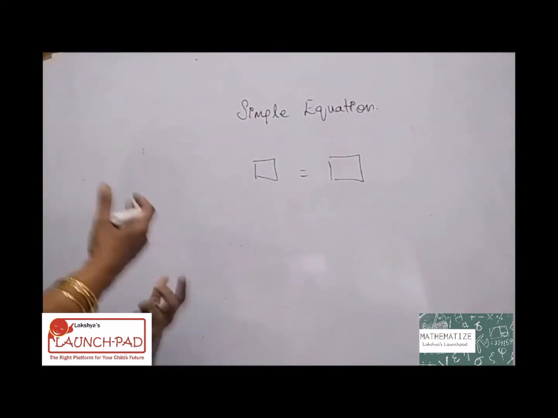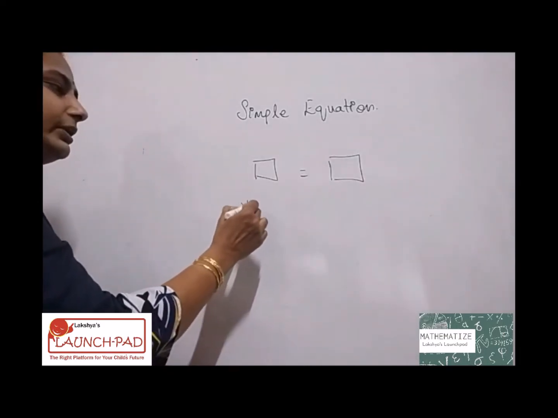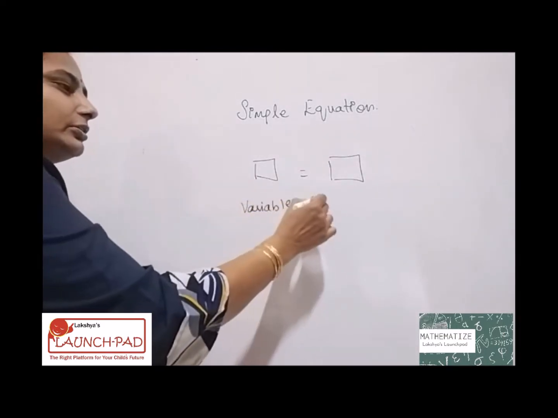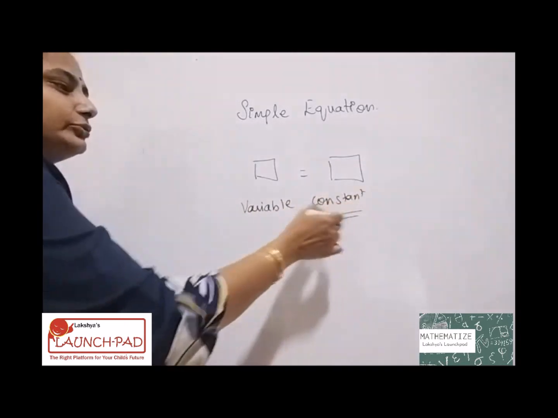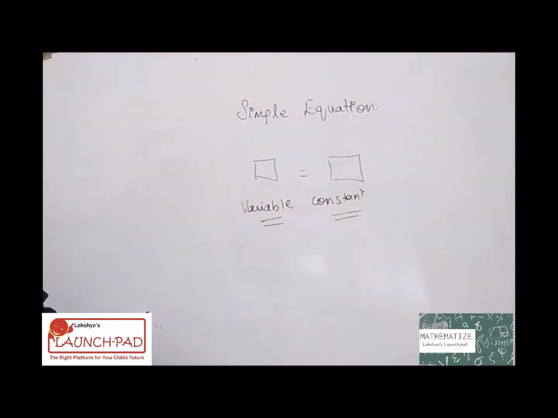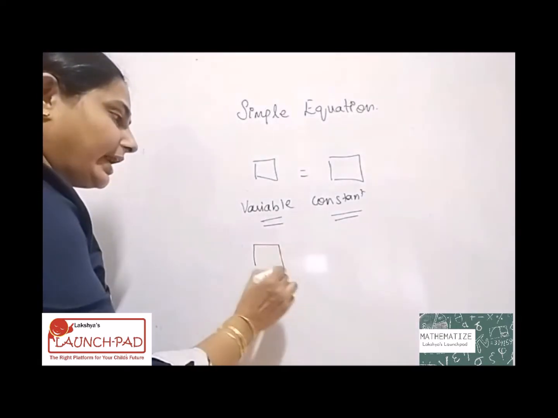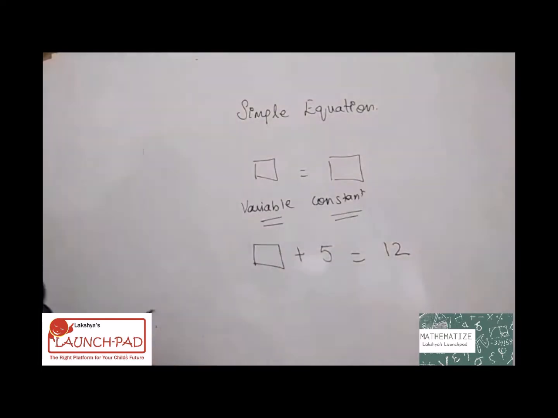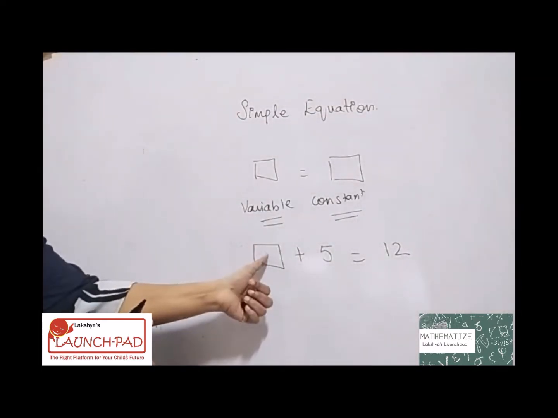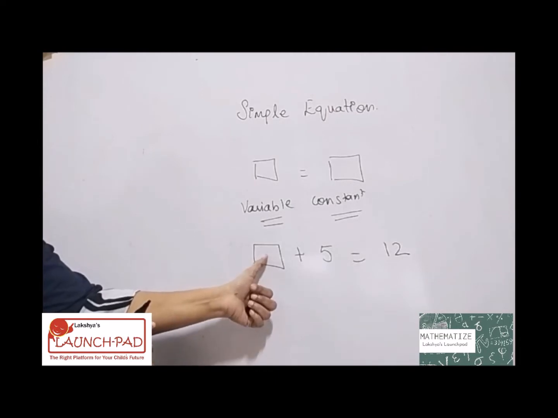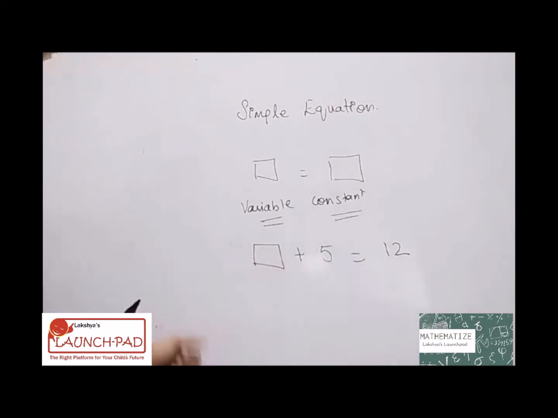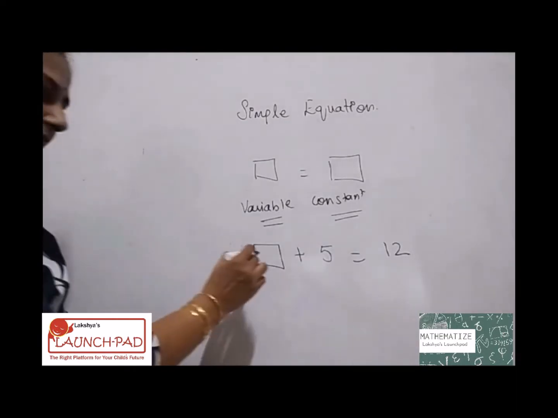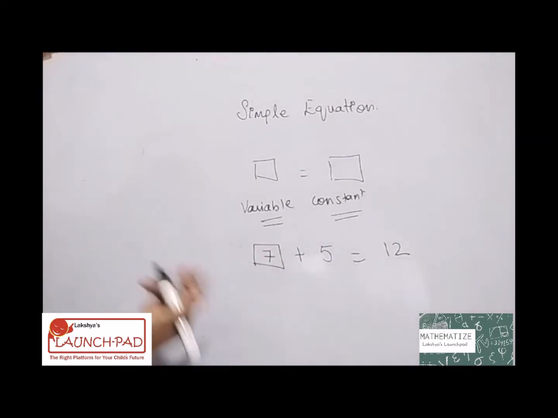Here in algebra, we use a variable and a constant. So using the constant values, we'll find the value of the variable. Simple, you would have learned in your earlier classes: what should I add with 5 to get 12? What is the missing number here to get 12? 7. In algebra, what will we do?